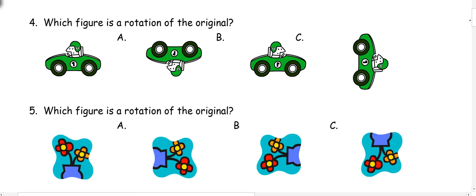Number four, which figure is a rotation? Remember, with a rotation, we're spinning around our object. So it can't be A or B. Those are actually reflections. It would be C. The car is turning upward now.